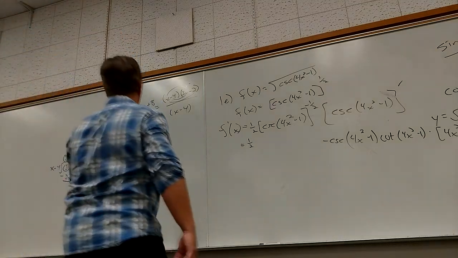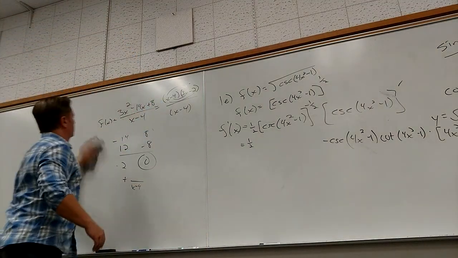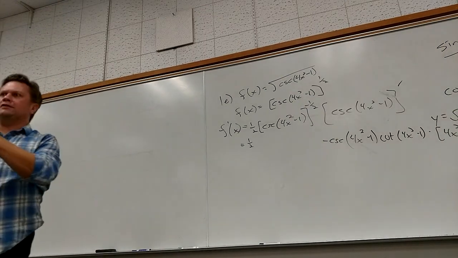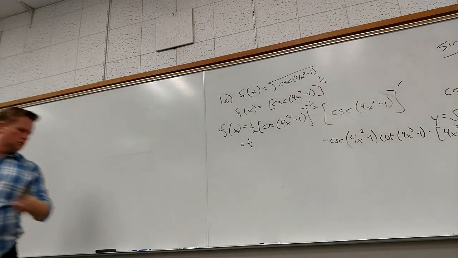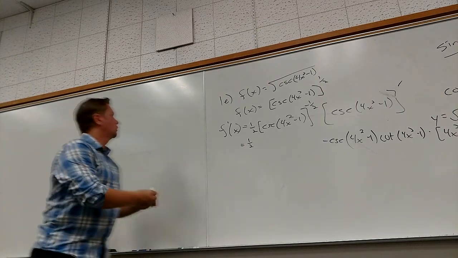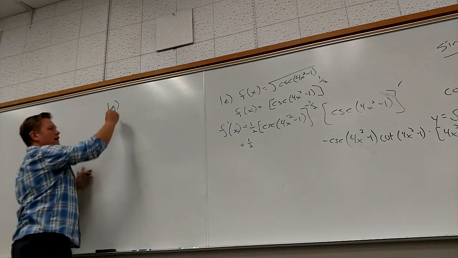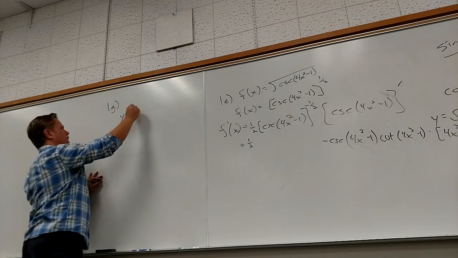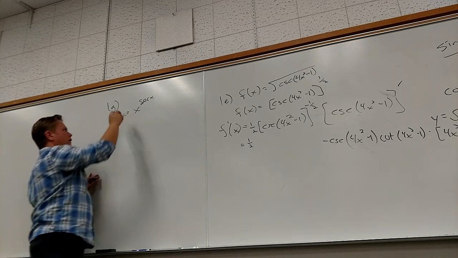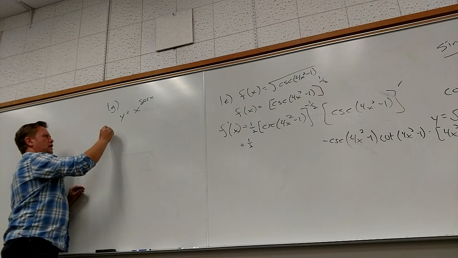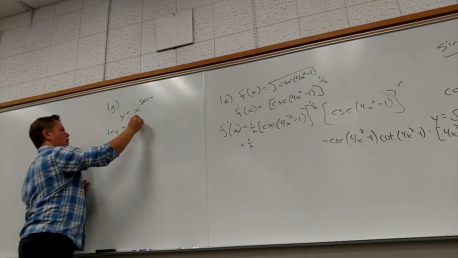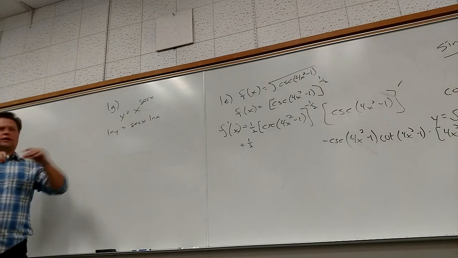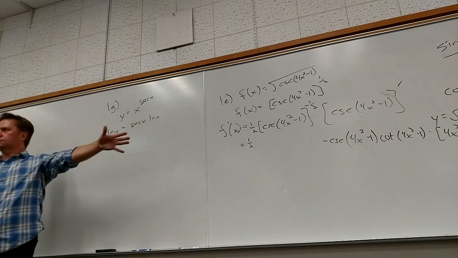All right, 1G. This is an example of a problem where you have to take natural log. That's the x to the secant x one, right? So you have to take natural log. You take ln and the secant comes down.